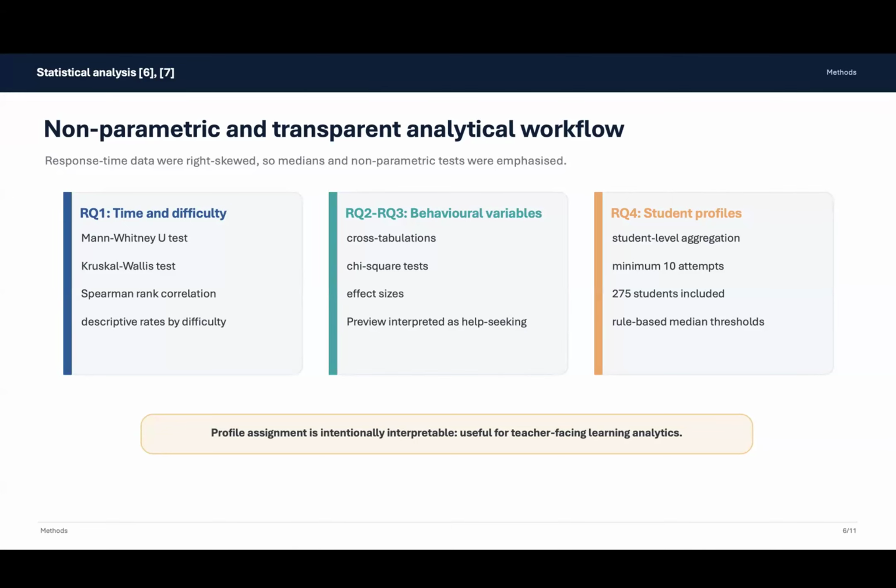For the second and the third research question, we used cross-tabulation analysis and the chi-square test to examine the relationship between first try status, preview views, and correctness. For the fourth research question, the student level indicators were aggregated, and the profiles were created using rule-based median thresholds.